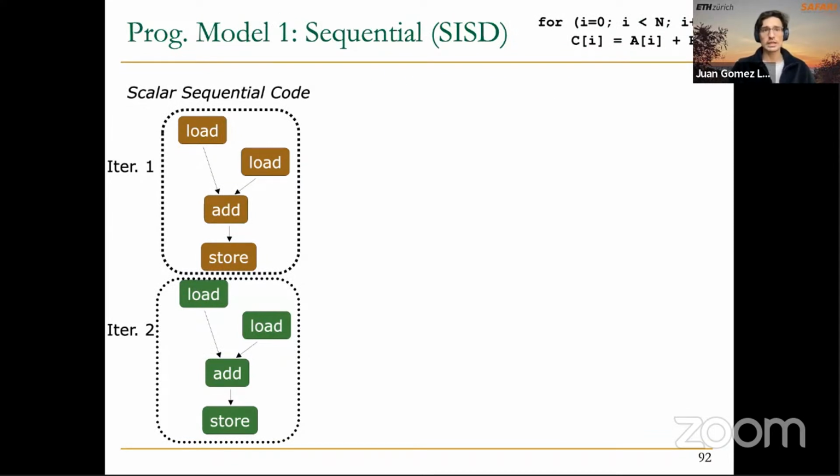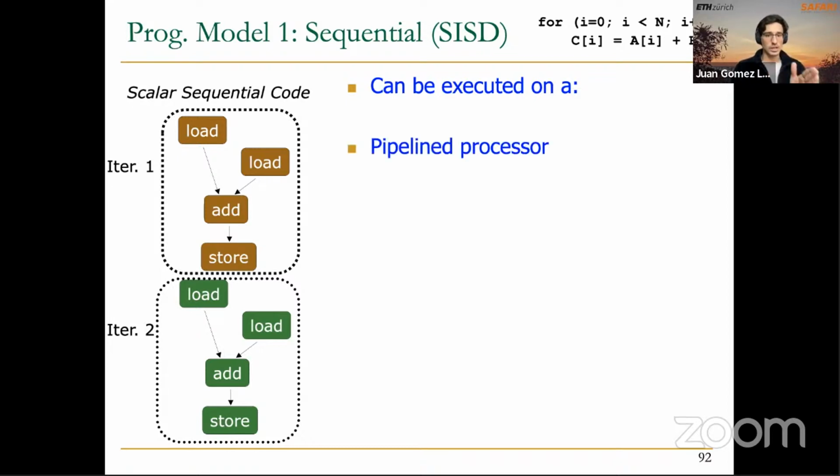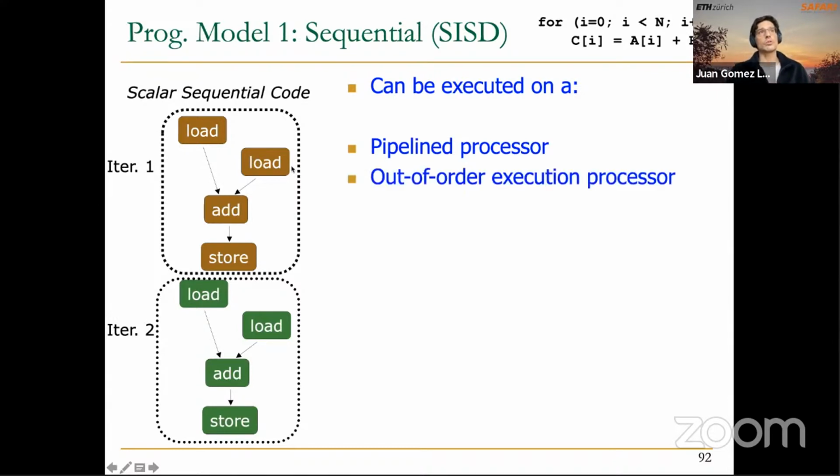The programming model 1 is sequential or SISD. This is SISD. I write it in C. It's for a single thread, but I can execute it on a pipeline processor. And if it's on a pipeline processor, that means that I can launch onto the pipeline instructions that are not dependent on each other. For example, these two loads are independent of each other. So I can start the execution of the second load one cycle after the first load. So that's a way of obtaining instruction level parallelism.